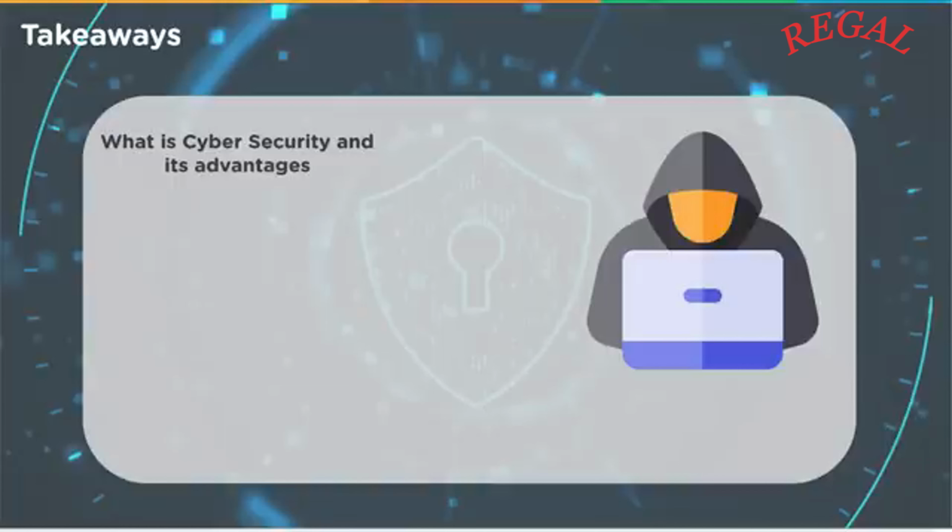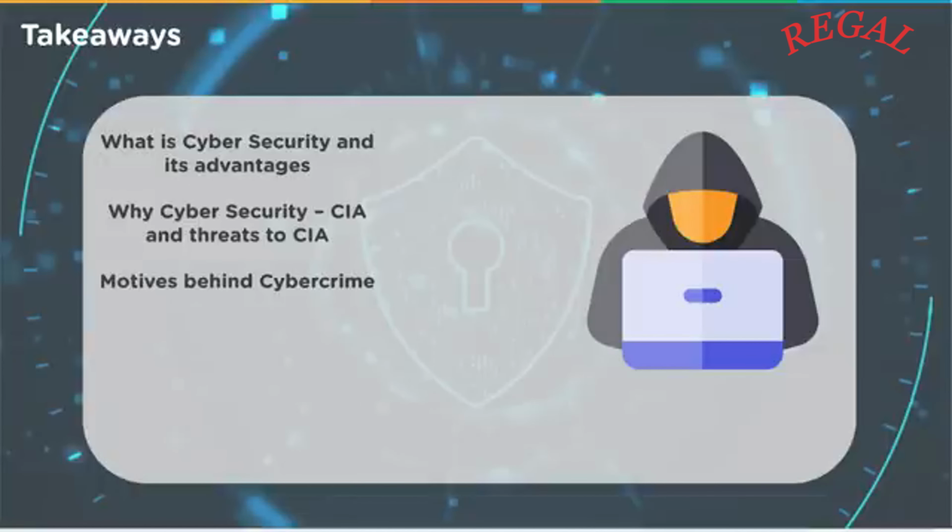So let's see what we have talked about during this entire video. First, what is cybersecurity and its advantages? We have talked about the confidentiality, integrity, and availability triad, and we have talked about the threats that pose for the CIA triad. Motives behind cybercrimes. We have seen what motivates people to attack other computer systems and steal data from it.